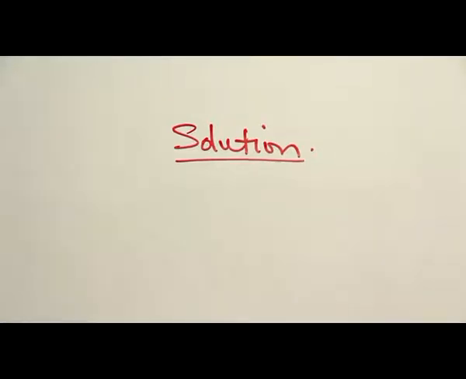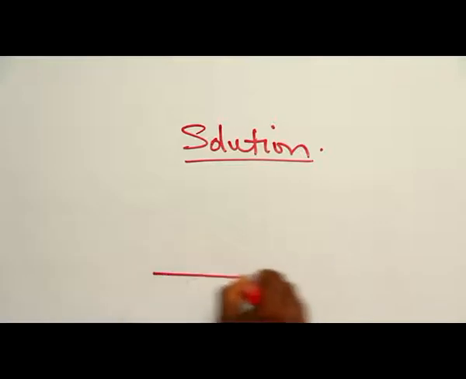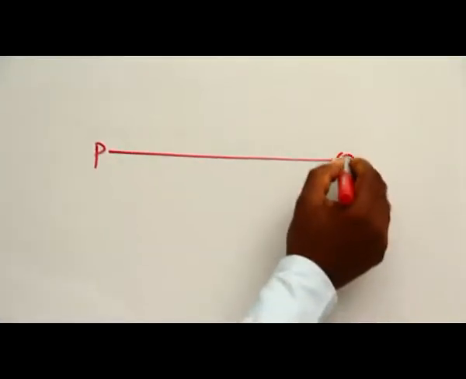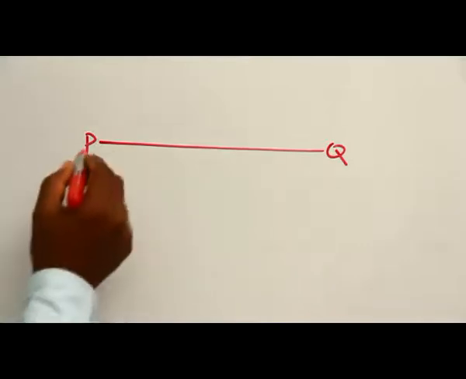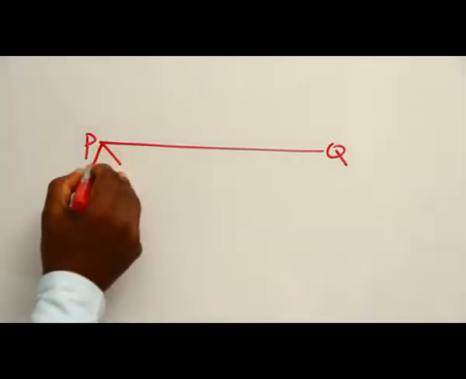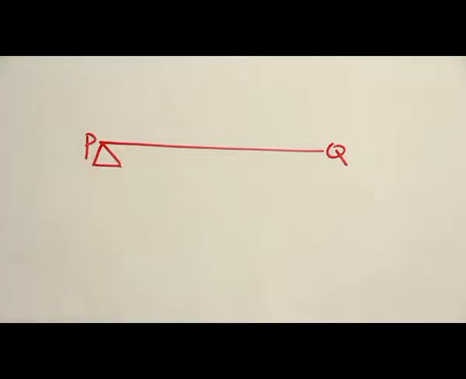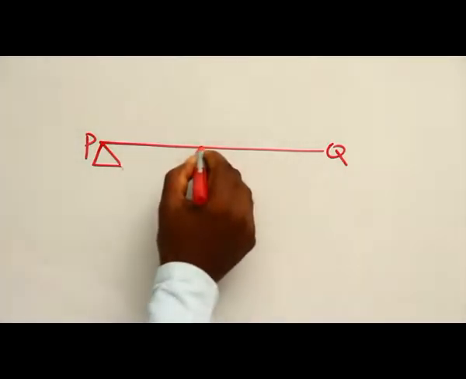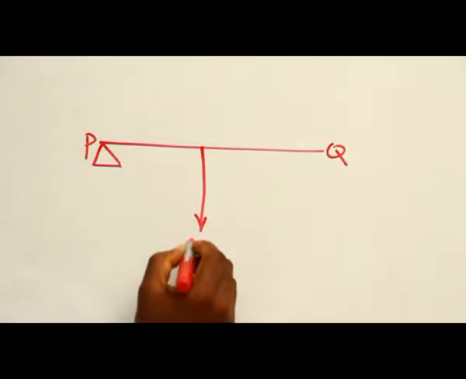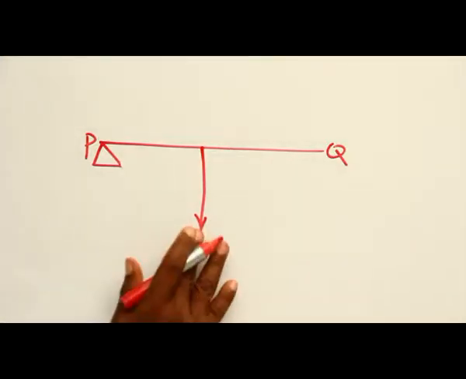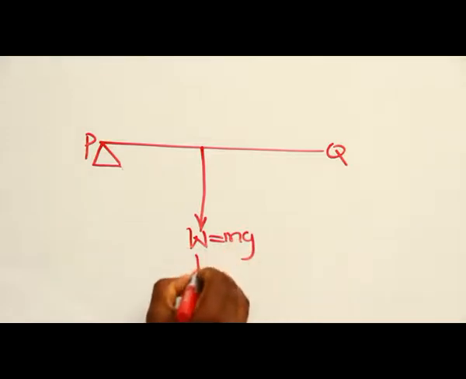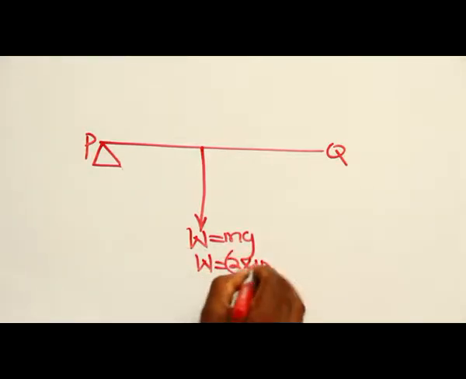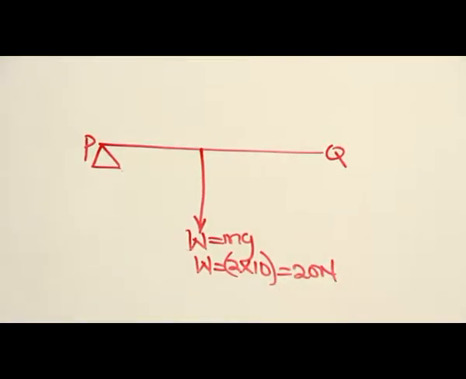The solution is as follows. Let the rod PQ be represented by this line. Here is P, this other end is Q. According to the question, we are told that it's pivoted at P. There is a support here. And because it's a uniform rod, the center of gravity, where the weight of the rod concentrates, is at the midpoint. This is our center of gravity. Here we have the weight of the rod. The weight is mg, and that gives us 2 times 10. The weight of the rod is 20 Newton.